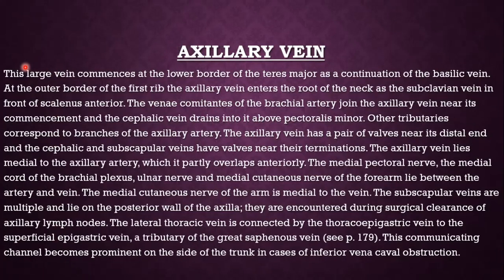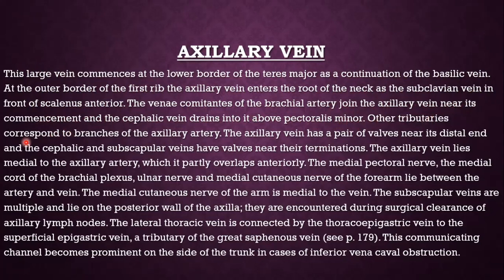Now, axillary vein. It is a large vein which usually commences at the lower border of teres major as a continuation of the basilic vein. At the outer border of the first rib, the axillary vein enters the root of the neck as the subclavian vein, lying in front of scalenus anterior, your anterior scalene muscle. The venae comitantes of the brachial artery usually join the axillary vein near its commencement, and the cephalic vein drains into it above pectoralis minor after it has pierced the clavipectoral fascia.